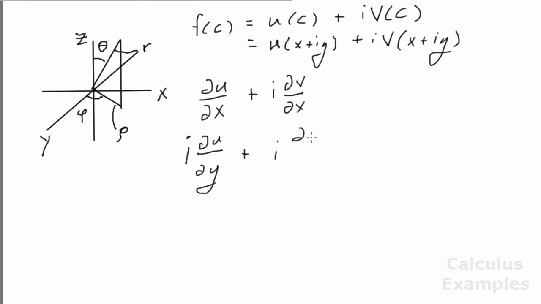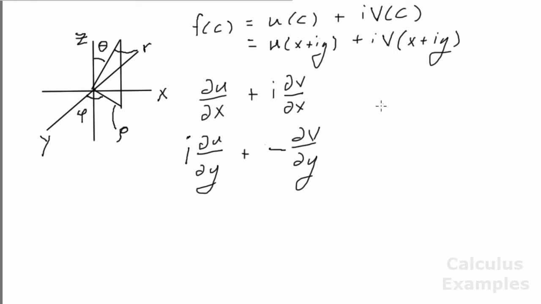Times i partial of v with respect to y. And again, we're going to use the chain rule, and we get an i out front. But this i squared means we're actually getting a negative 1 out front. I'm not going to write it that way. Nobody writes it that way. We're just going to put negative.